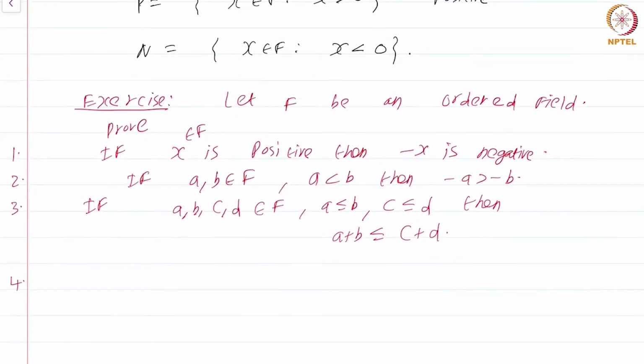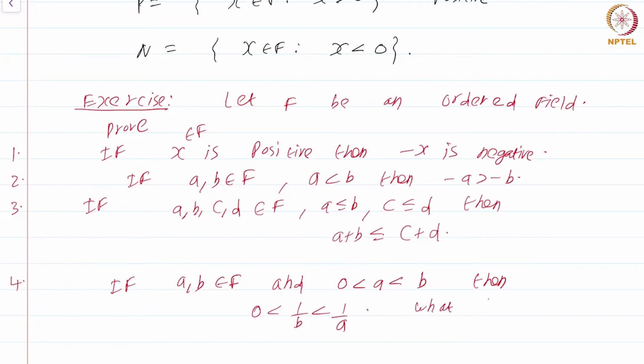4, if a, b are in F and you have 0 less than a less than b, then 0 is less than 1 by b is less than 1 by a. The reciprocal of a larger number will be smaller. Note that 1 by a and 1 by b are the inverses of a and b. It's another notation for the inverses.